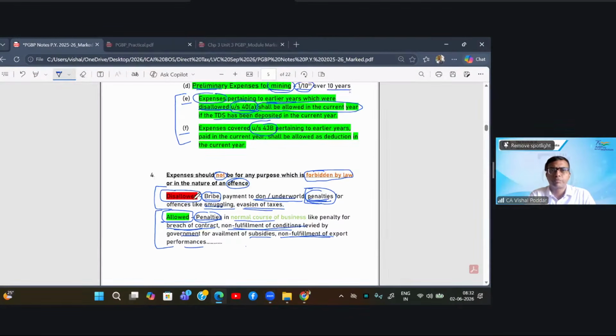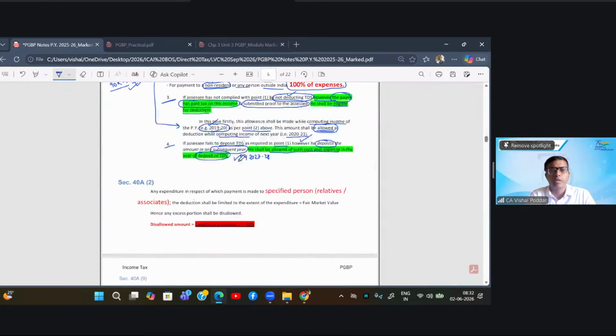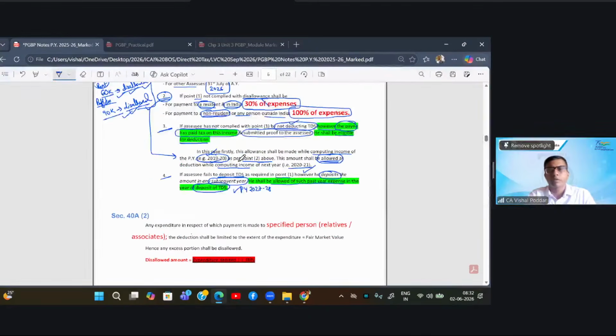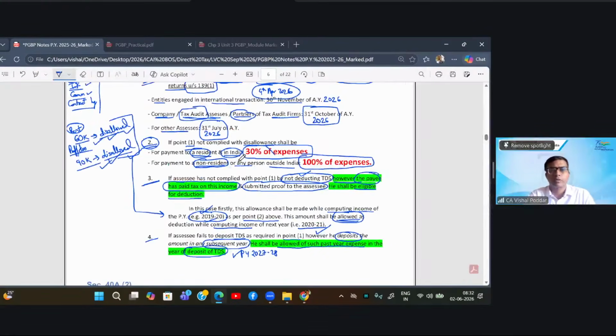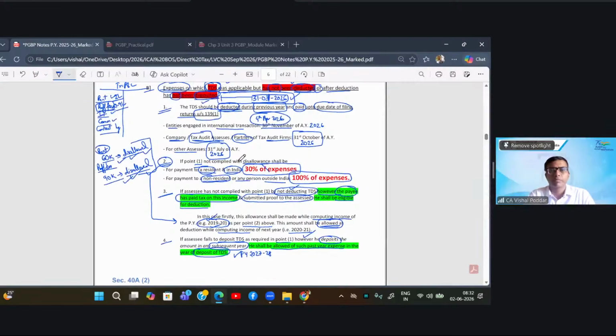Fine, beta. Students, I hope this section 40 clause A is clear. This, according to me, was the most technical section of your PGBP head. So even the conditions, the disallowance, and then the relaxation, if you understand it with logic, it is easy to understand. But yes, when we go to the sums, we have to be very watchful of the dates mentioned, which period the expense is of, and when you are claiming it. So you have to be very careful while reading.